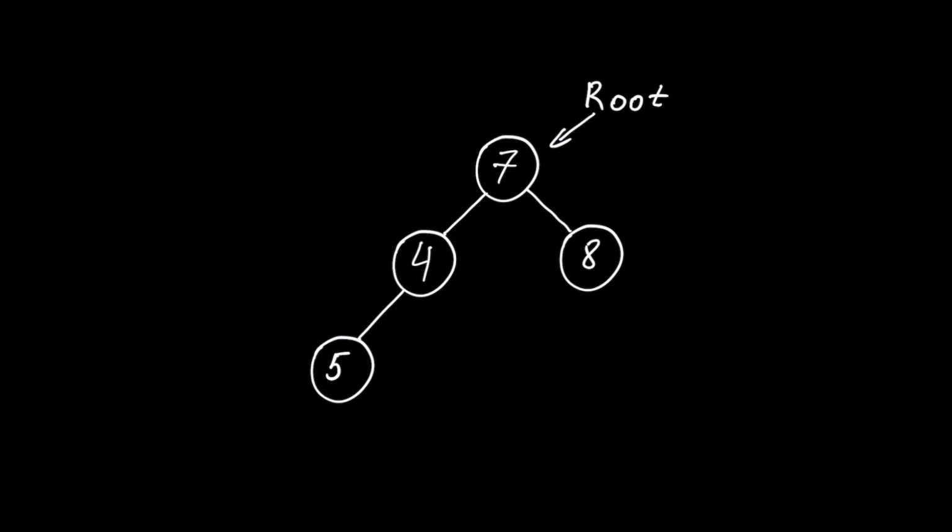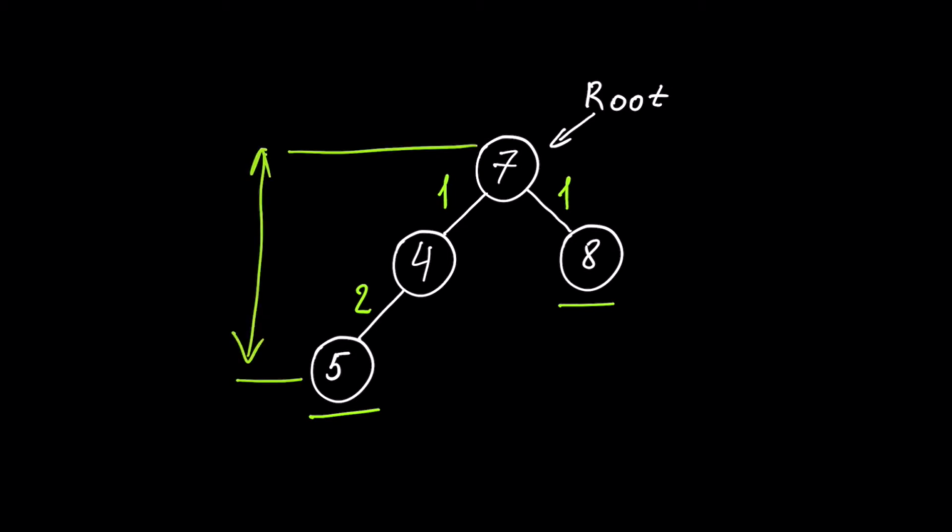This tree has two leaf nodes 5 and 8. The path from 7 to 5 has two edges, so the path equals 2. The path from 7 to 8 has only one edge, so the path equals 1. The longest path is the path from 7 to 5, so the height of this binary tree equals 2.